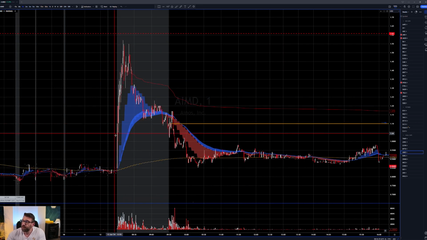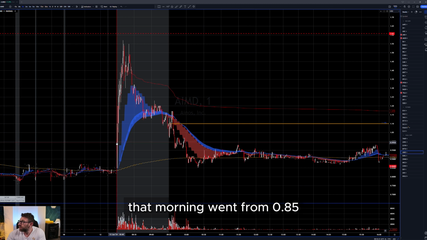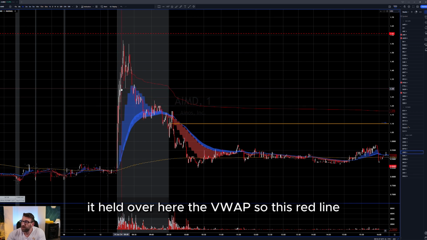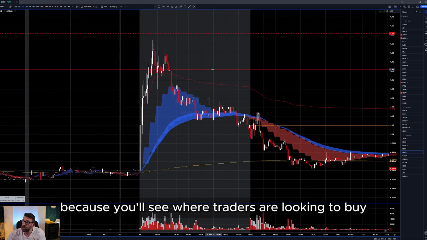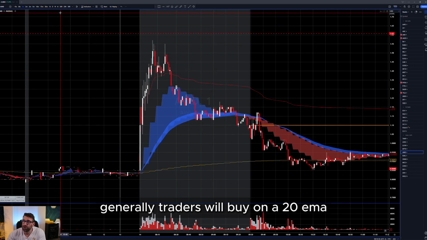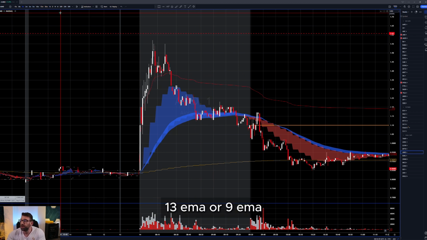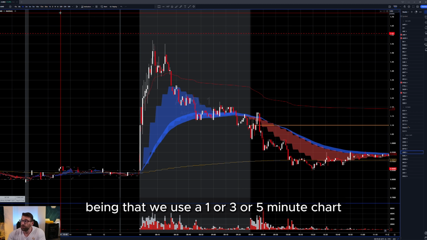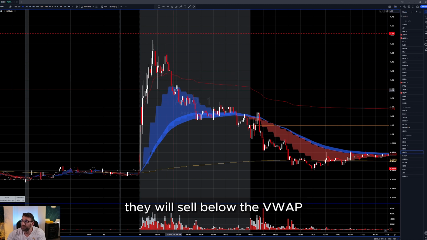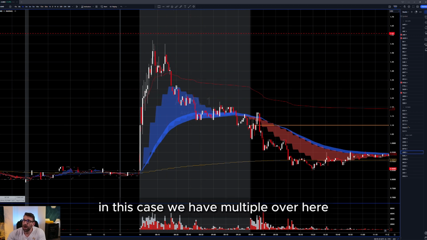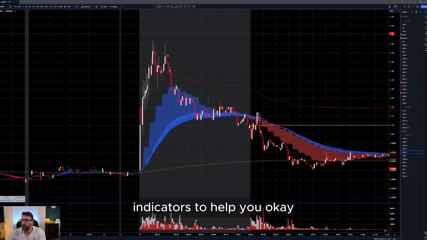We say template. So you can see that the gap this morning went from 0.85. It held over here the VWAP, so this red line. And this is always very important to have in your chart, because you'll see where traders are looking to buy. Generally, traders will buy on a 20 MA, 13 MA, or 9 MA, being that we use a 1, 3 or 5 minute chart, or they will buy above the VWAP and sell below the VWAP. In this case, we have multiple indicators over here to help you understand the price action.